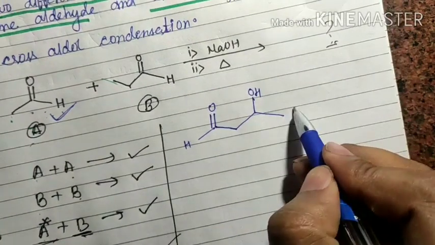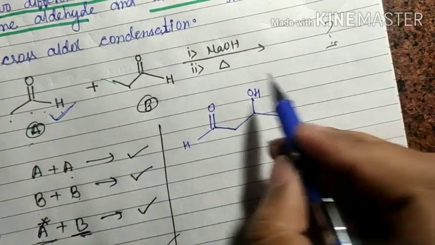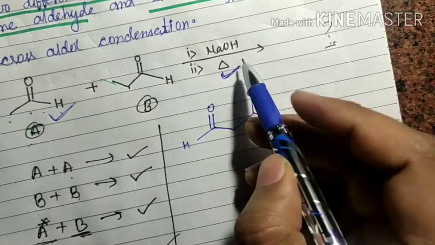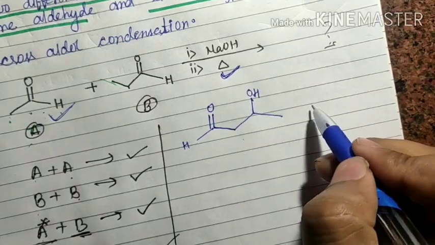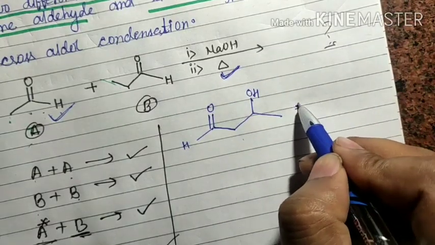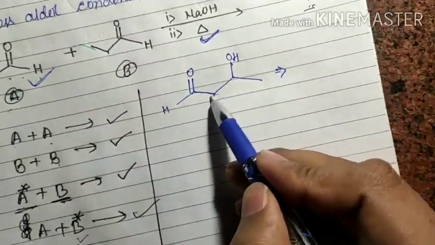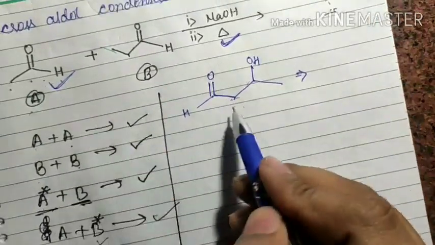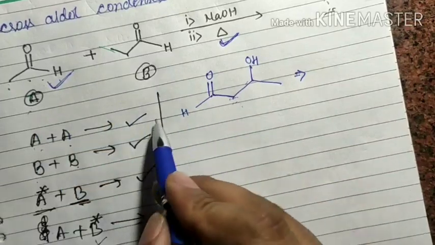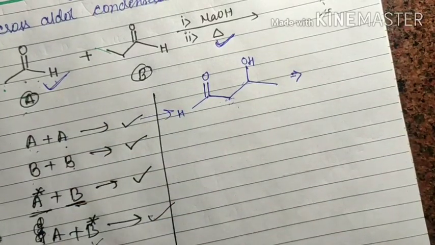And after the aldol, you may write the aldol. The second step is heat also. So after the first step it forms the aldol, and in the second step you form the double bond between these and remove the OH. So this is the product formation for A plus A.